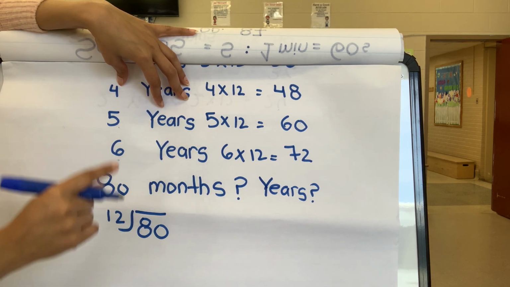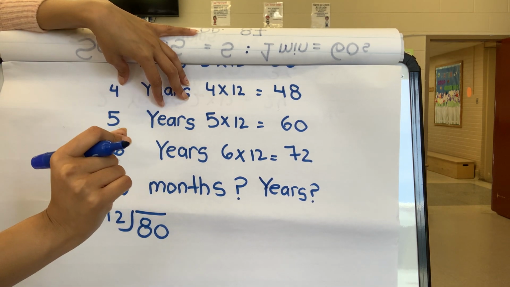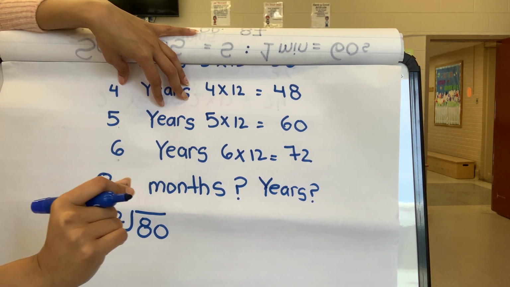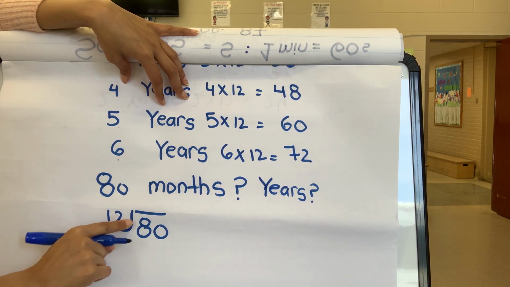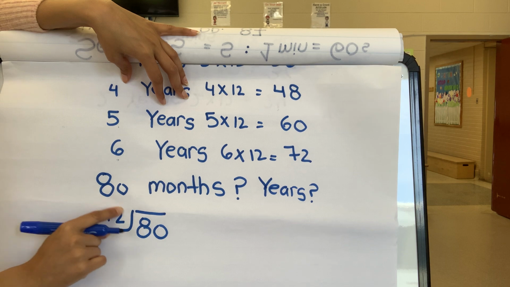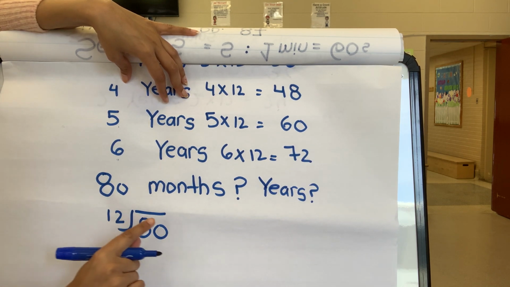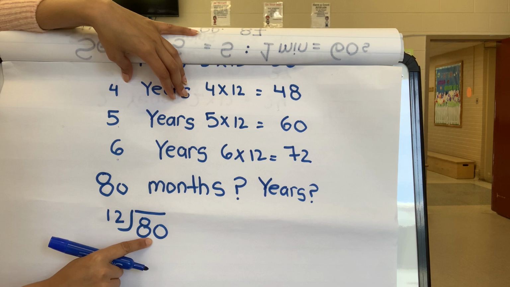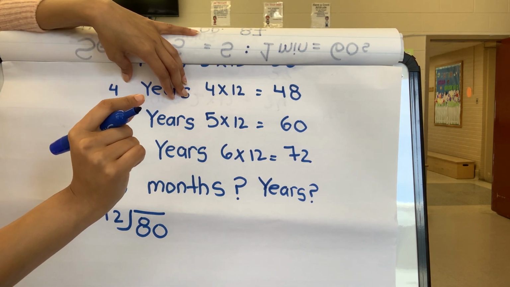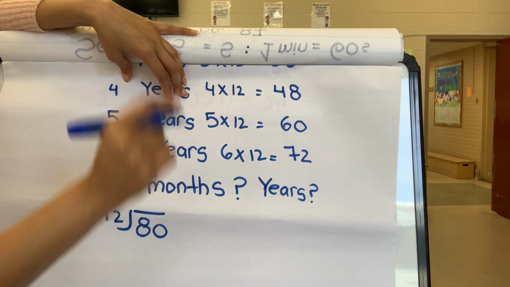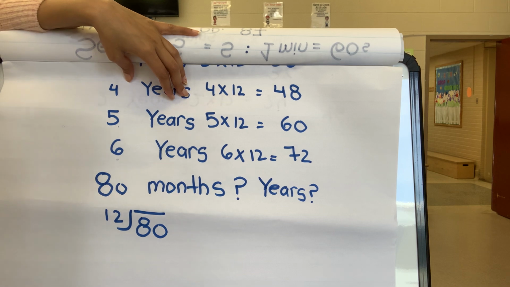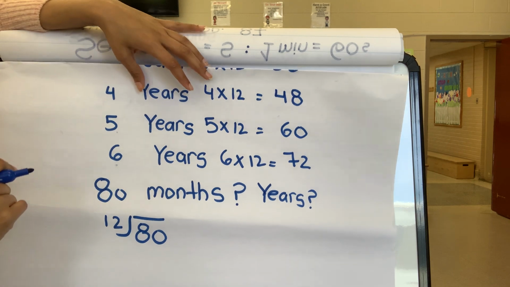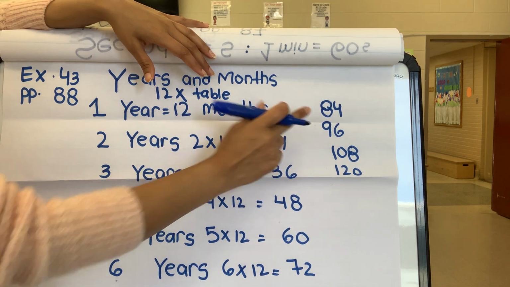So I'm going to look at my 12 times table. Remember, multiplication and division go hand in hand. I need to divide 80 by 12. I can quickly go to my 12 times table, or because I have it memorized, I know that 6 times 12 gives me 72. But I'm still going to double check: what does 7 times 12 give me? Well, 7 times 12 gives me 84.